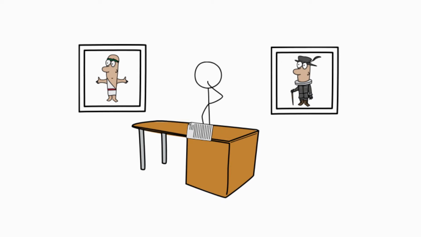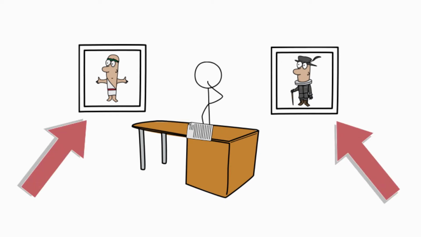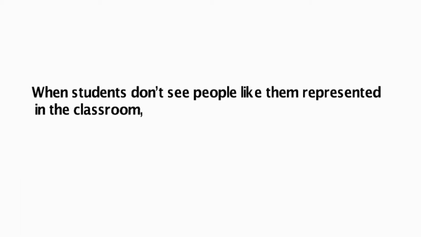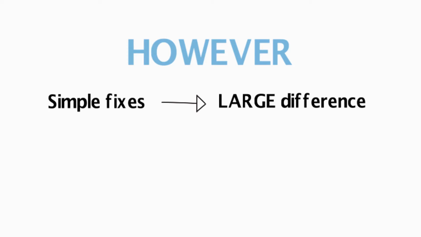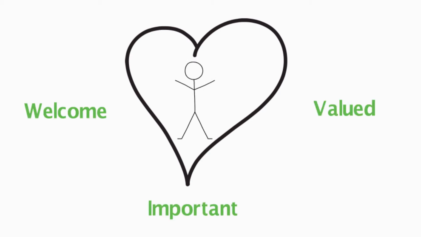While some students get to see people like them represented in the classroom all the time, like white boys, others don't have the same benefit. When students don't see people like them represented in the classroom, they can interpret that as a sign that people like them don't belong there. However, simple fixes can make a large difference for students. When our environments include people like us, we feel that people like us are welcome, valued, and important.